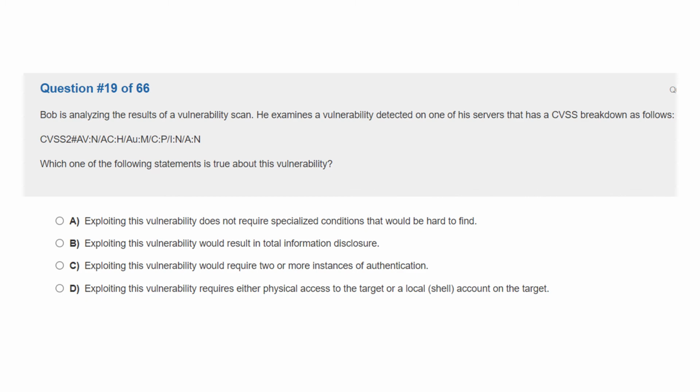Question 19. Bob is analyzing the results of a vulnerability scan. He examines a vulnerability detected on one of his servers that has a CVSS breakdown as follows. So the attack vector is N for network. The access complexity is H for high. Authentication is M for multiple. The confidentiality is P for partial. The integrity is N for none, and the availability is N for none. Which of the following statements is true about this vulnerability?